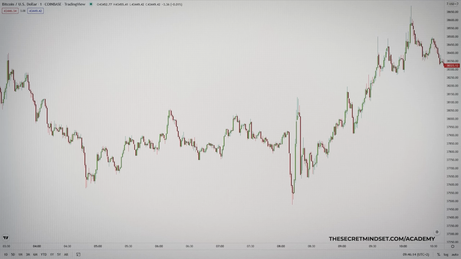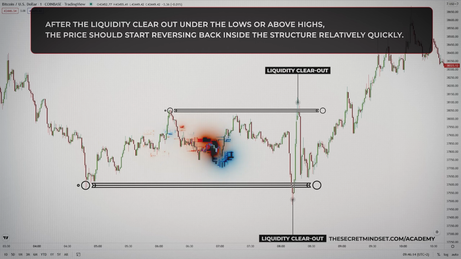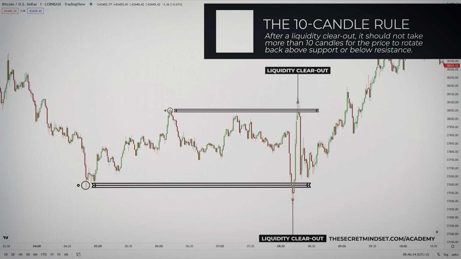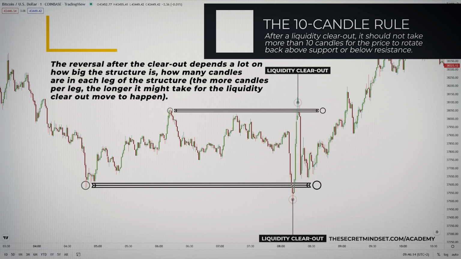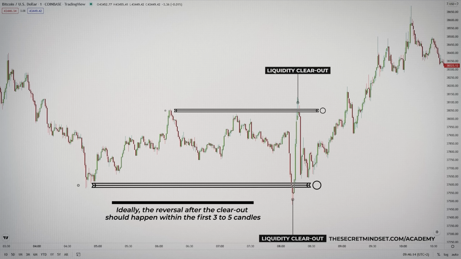After the liquidity clearout under the lows or above the highs, the price should start reversing back inside the structure relatively quickly. Timing is the key. Let's say you're a scalper and you're using the 1-minute chart. My own rule is that it shouldn't take more than 10 1-minute candles for the price to rotate back above support. This depends a lot on how big the structure is, how many candles are in each leg of the structure. The more candles per leg, the longer it might take for the liquidity clearout move to happen. But it shouldn't be more than 10 candles.